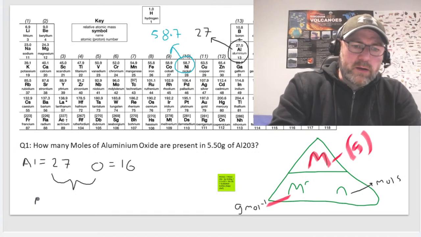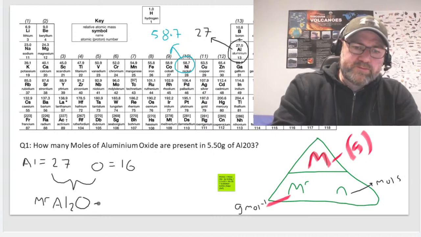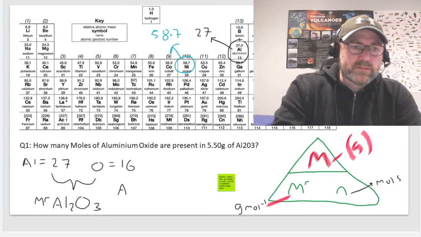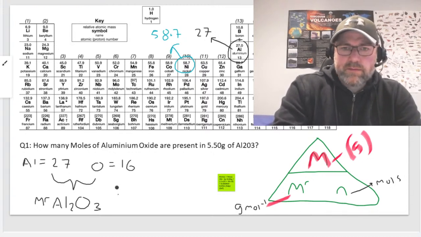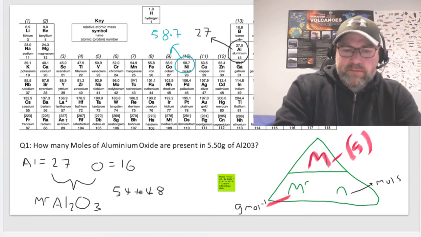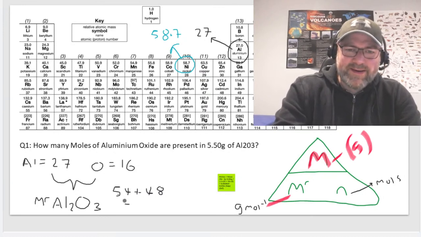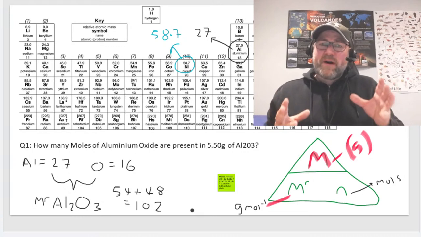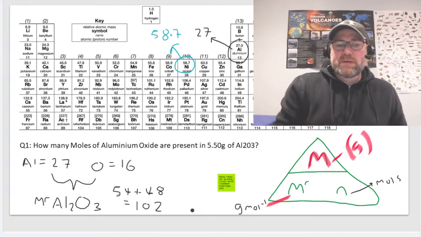So what is the MR of aluminium oxide, Al2O3? You're going to need two aluminiums and three oxygens. So we're really going to get to 54 plus 48. What would be my next step? Once I've worked out the MR of aluminium oxide, what would be my next step if I then want to work out how many moles there are?